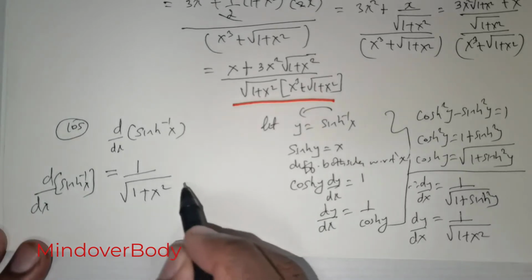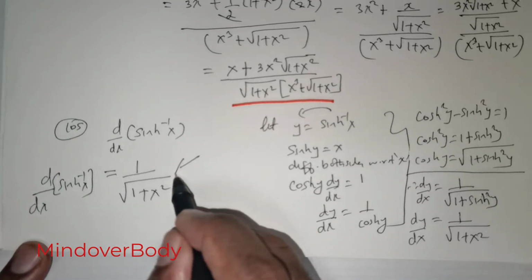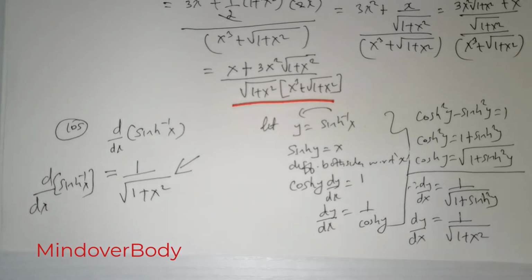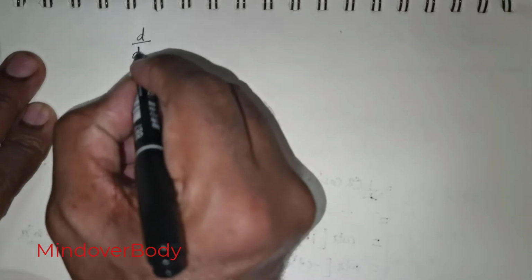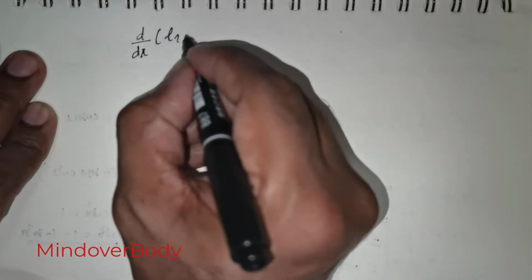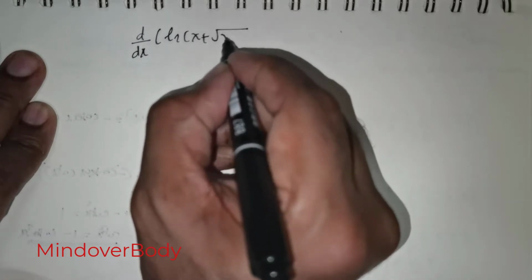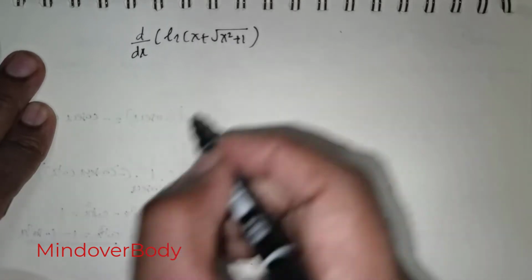Now I'm going to show you that the same result is obtained using logarithmic function. So that was going to be our next question. I know that we are doing differentiation of hyperbolic functions, but I thought that I can bring this question to your attention. So we are expected to differentiate ln of x positive root of x squared positive 1.